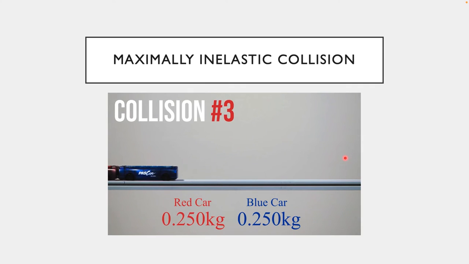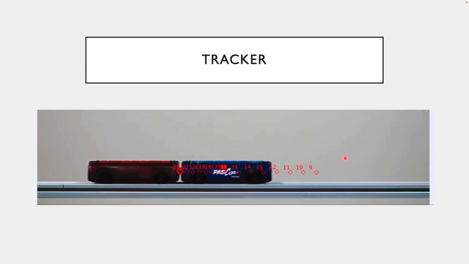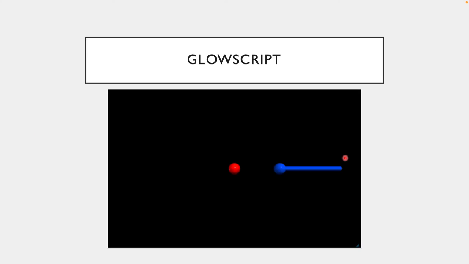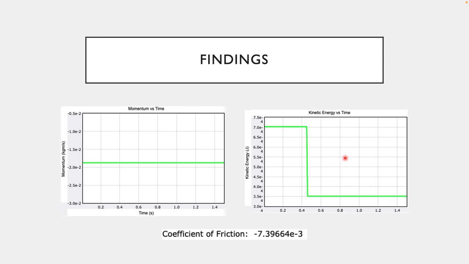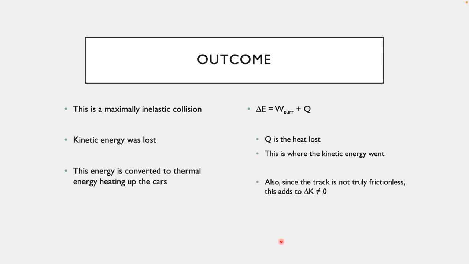So I just want to quickly model a maximally inelastic collision where they stick together. So I do the same thing with Tracker. Then I model it in GlowScript, and I can see that the momentum versus time is almost the same. There's almost no change, and for kinetic energy versus time, there's a little bit of change, and the coefficient of friction is almost the same as what we found before.